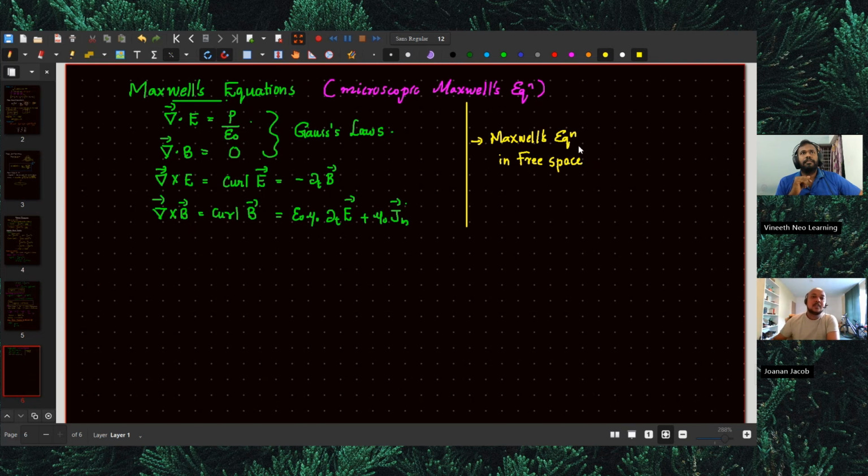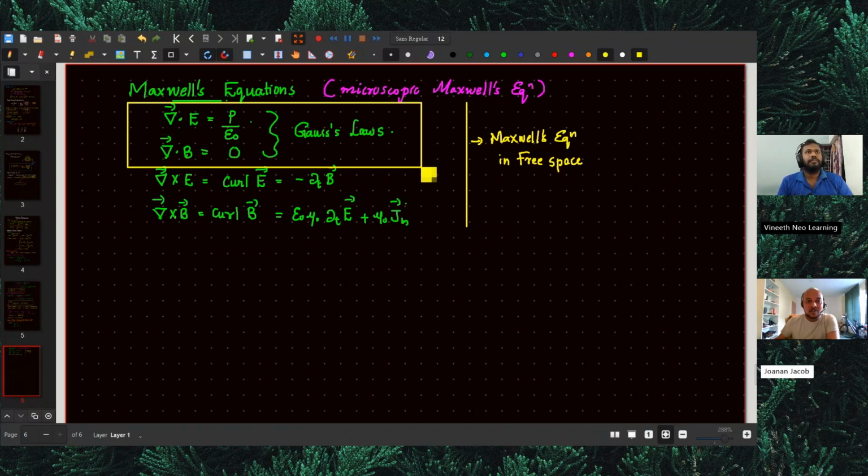Now, in the presence of charges, or in the presence of a material medium like a dielectric or a metal, the whole thing changes. We'll discuss that also. It becomes non-linear. Now let's talk about these two equations.